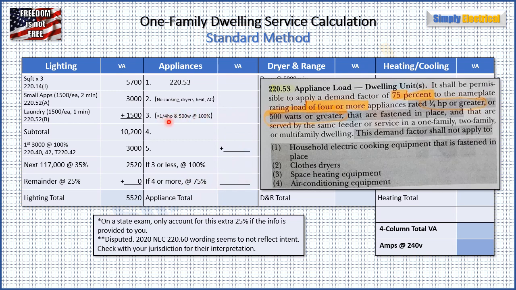Anything less than 1/4 horse or less than 500 watts, that still has to be at 100%. That's what we find in this shaded area right here. So anything that's 1/4 horse or 500 watts and less and fastened in place, that's always got to be 100%. No matter if you have 50 of those, they still have to be 100%. But beyond that, we'll take the 75% if it's 4 or more. Okay, then you just add everything up. You take the percentage, whether it's 100 for 3 or less, or 75% of it for 4 or more, and you put that total right there. And that is your appliance total.